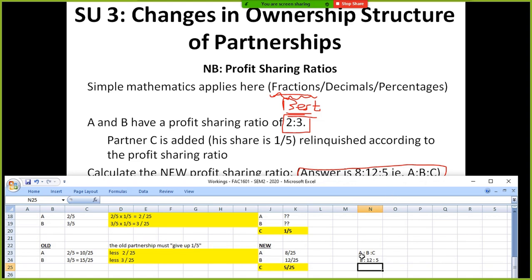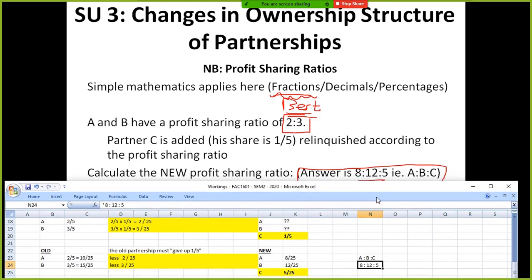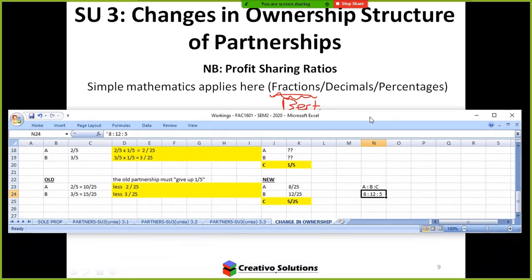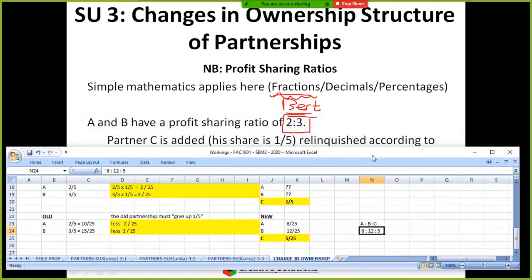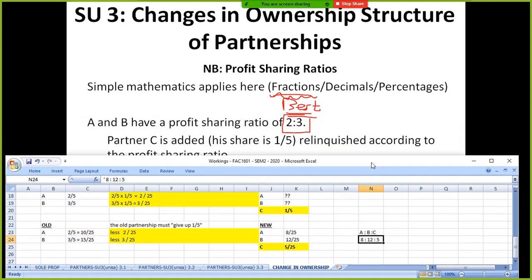Yeah, the first example is correct. 8, 12, 5, 8, 12, 5. You can see it there. My only question would be, what if partner C's share had a different denominator? Well, then you just have to use the lowest common denominator to get the same denominator. Basically, the answers that you get must all have the same denominator.